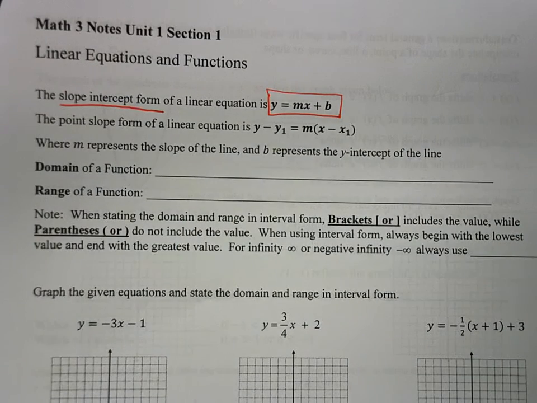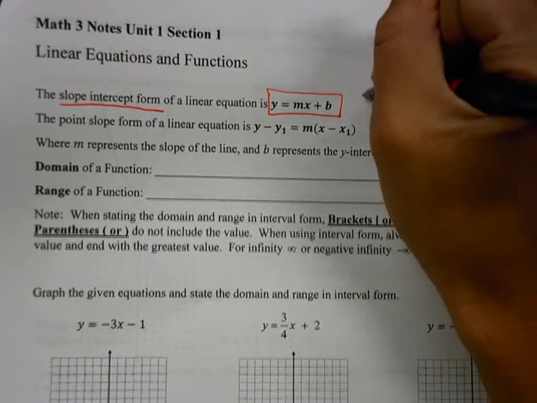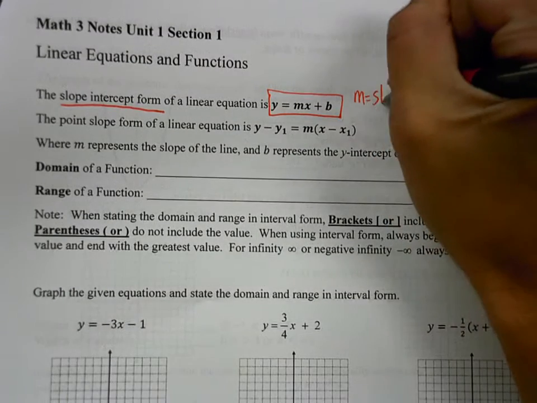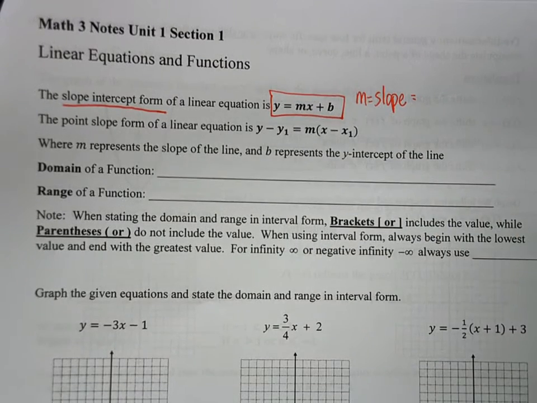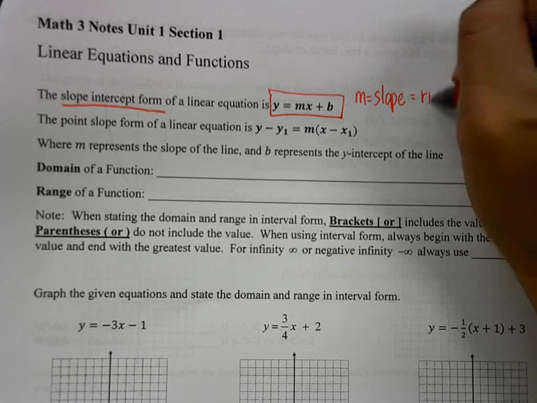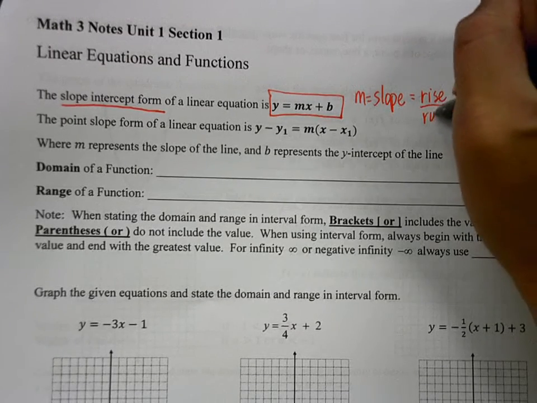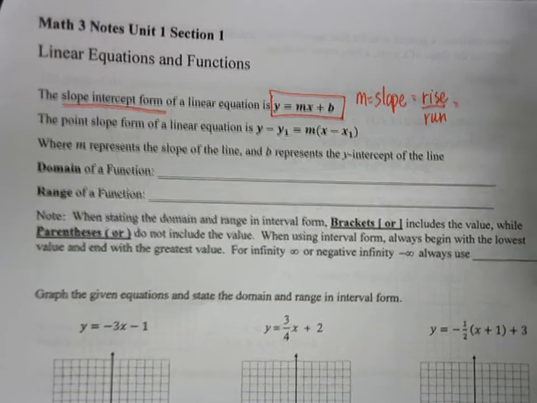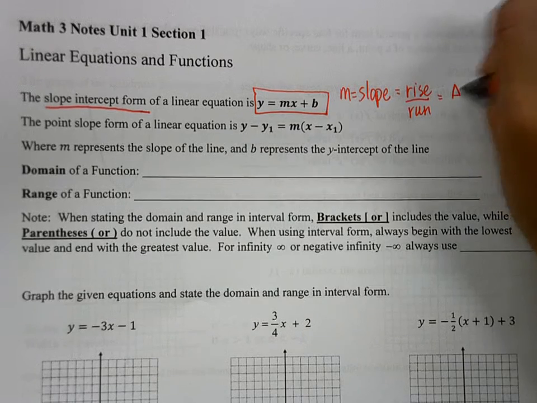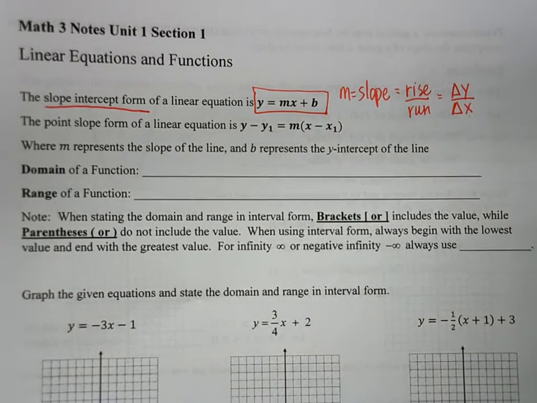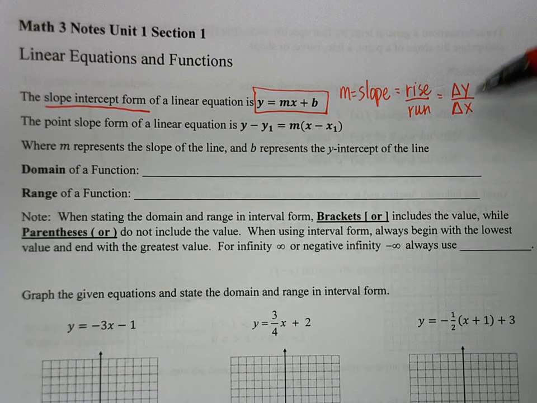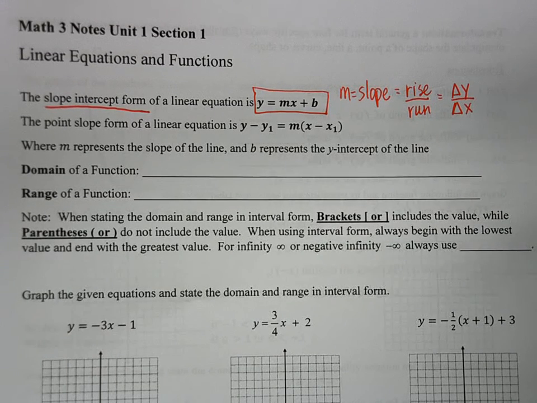Can you tell me what the m stands for? Anybody? Slope. Good. So m equals slope. And what is another way of explaining what slope is? Very good. Rise over run. And also we can say that it is the change in y over the change in x. And if you didn't know, anytime you see that triangle, that means change. Okay, so it's just an abbreviation instead of writing out the word.